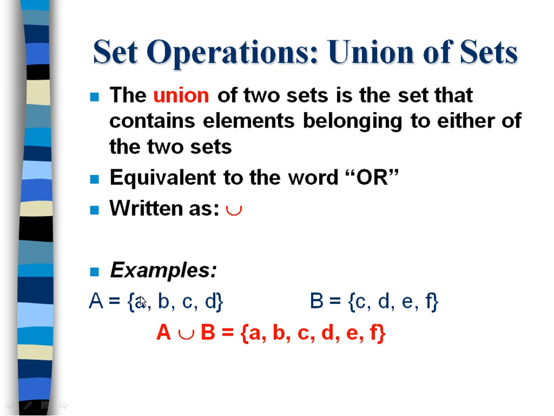So for example, let's say we had a set A that contains A, B, C, and D. And we had a set B that contained C, D, E, and F. The union of these two sets is just putting all the elements together, but not repeating those elements. So A union B equals A, B, C, D, E, F. Those are all of the elements that are contained in these two sets.